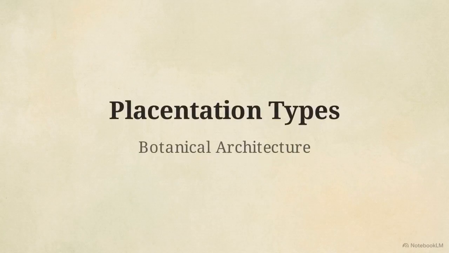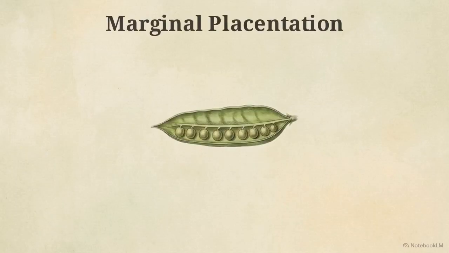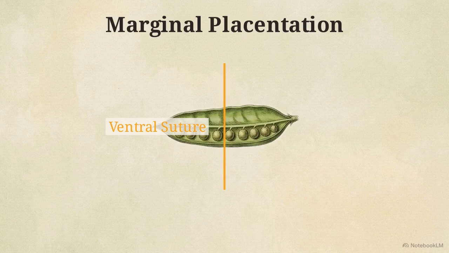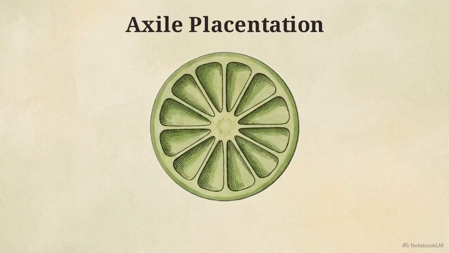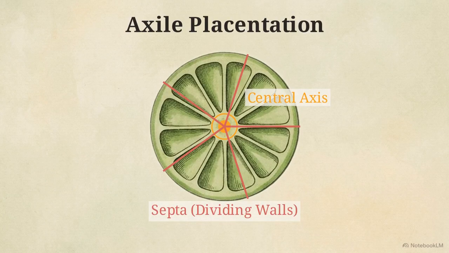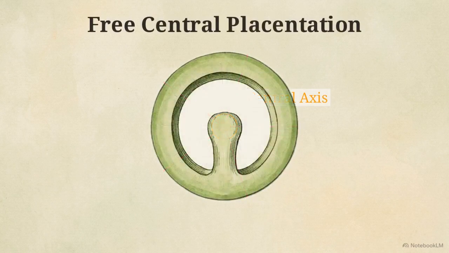Inside the ovary, placentation tracks where the seeds develop. In marginal placentation, the placenta forms a continuous ridge along the ventral suture, and the ovules grow in 2 distinct rows along that ridge, just like a pea pod. Axial placentation moves the attachment to a central axis. In this setup, dividing walls called septa split the ovary into multiple chambers. You can see these distinct chambers when you slice a lemon or a tomato.